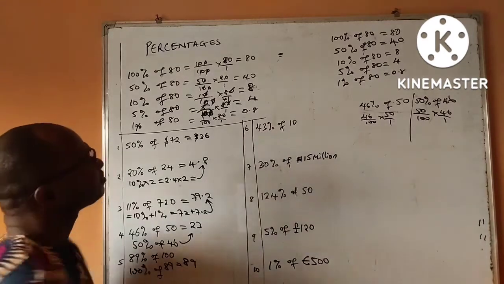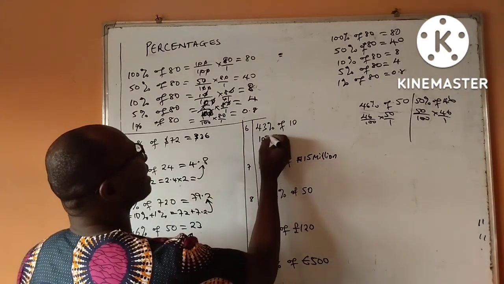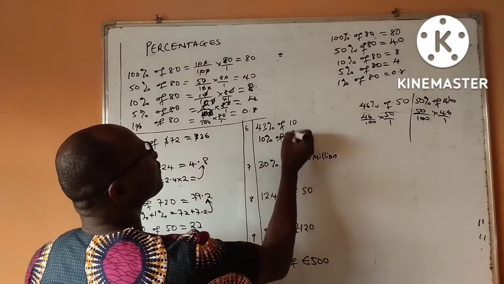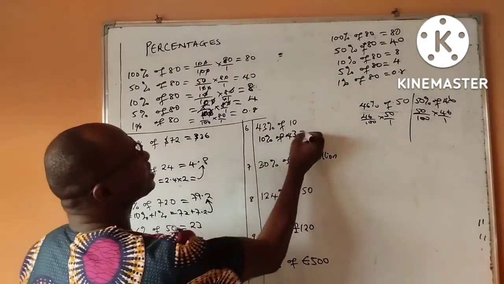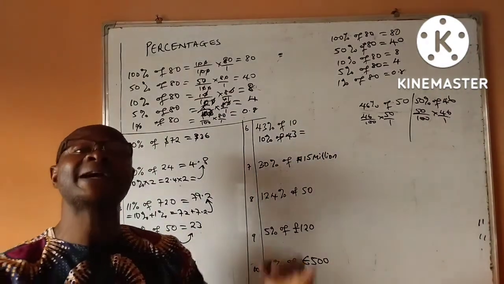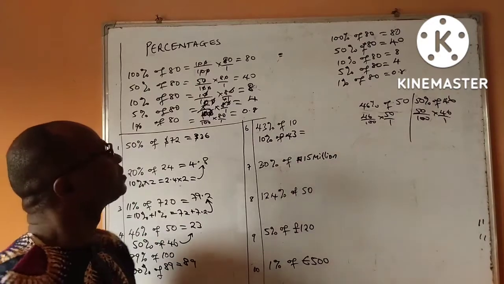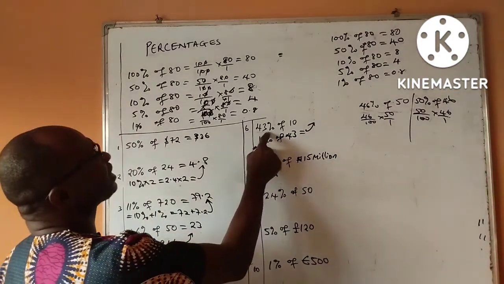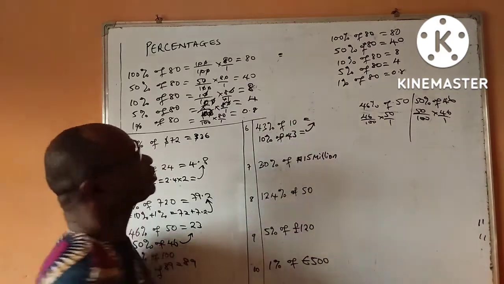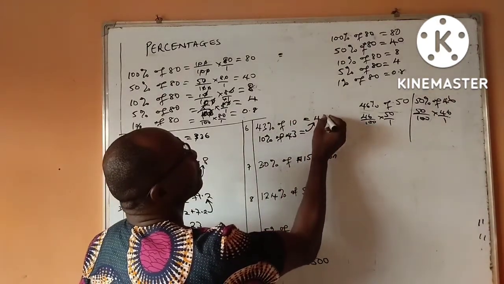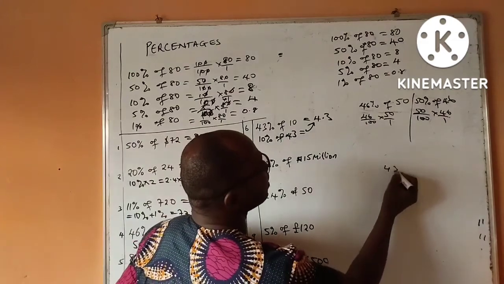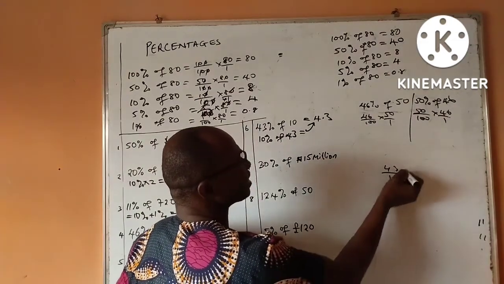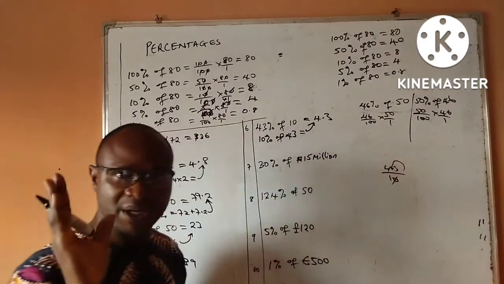In this, let us switch it to become 10% of 43. Which means we say that 10% is simply divide that number by what? By 10. So I can simply say that 43% of 10 is equal to just 4.3, because 43 divided by 10 is just 4.3. You move back one step.